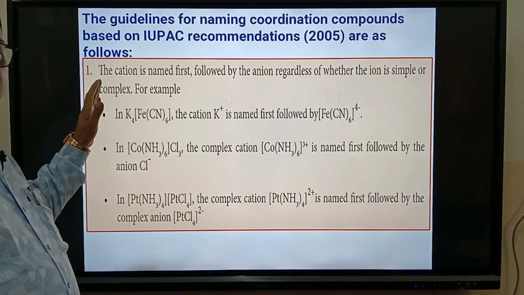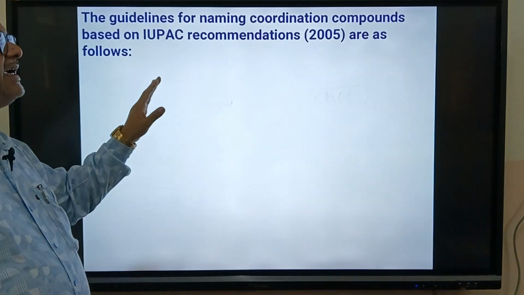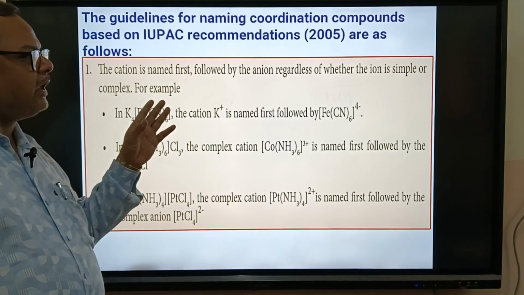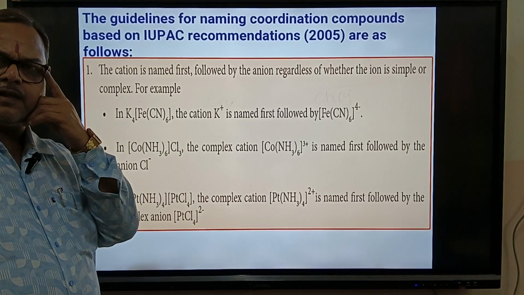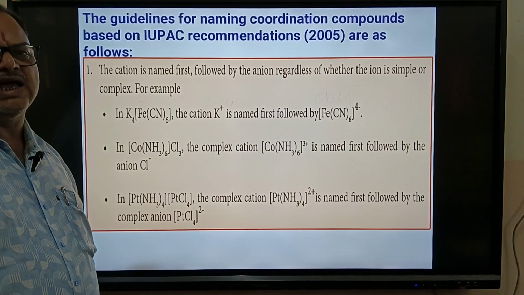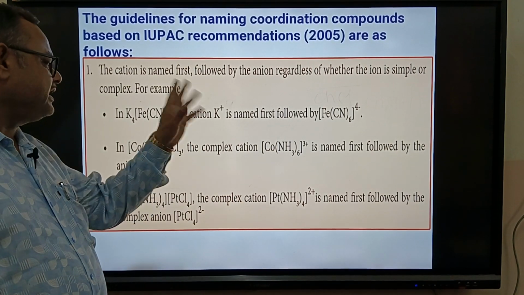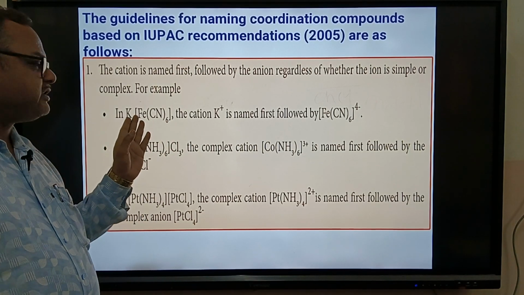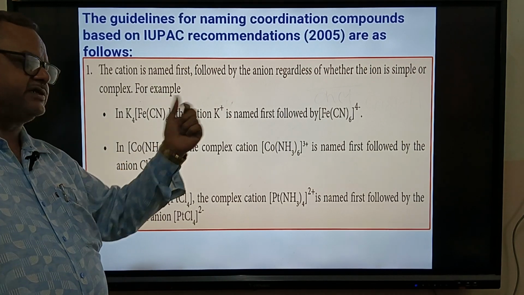Now the first rule says, while writing the name of the complex, the name of the cation is written first. We will not consider whether the ion is a simple ion or a complex ion, whatever it is. But the name of the cation will be written first. For example, here we have K4[Fe(CN)6]. So the cation is potassium. We will write the name of potassium first.